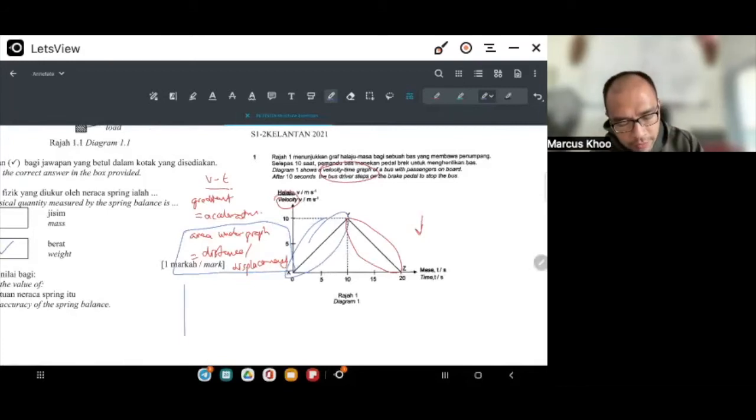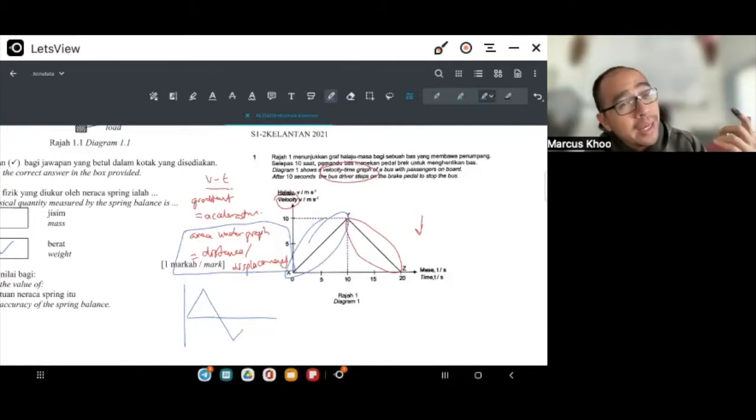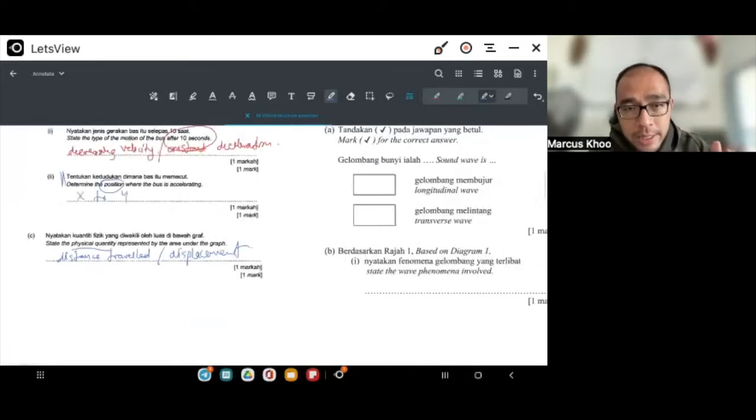But if your graph goes up and down like this, I would not recommend you to answer displacement, because it's going to the right and then to the left. If you say displacement, the area of the graph would still be correct, I guess, if you take into consideration the positive and negative. But it's a bit dangerous. In any case, if you don't want to get into the technicalities of it, you can still give both answers.